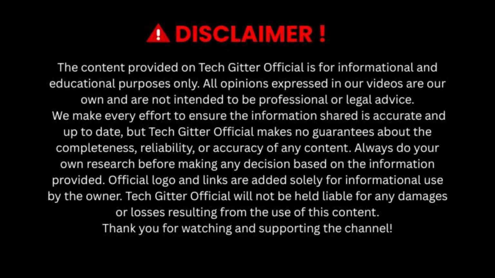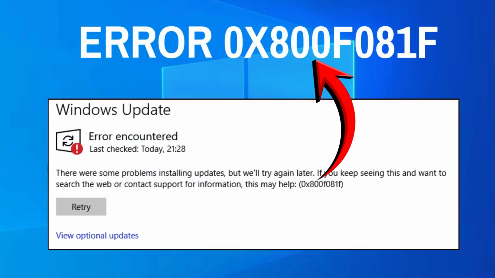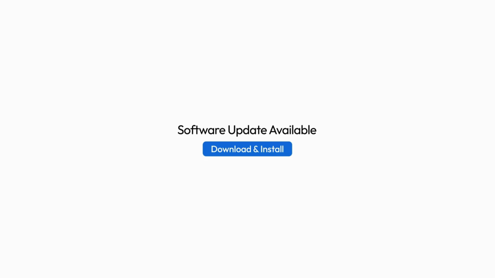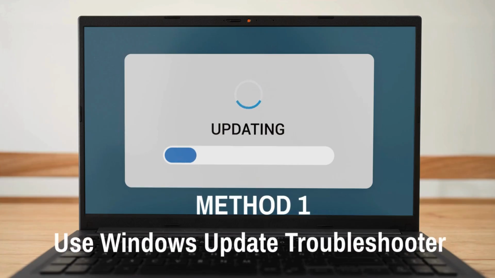In today's video, I'm going to show you how to fix one of the most frustrating Windows Update problems, error code. This error usually appears when Windows Update can't find the files it needs or when system components are corrupted. But don't worry, I will show you every working method step by step so your updates install smoothly again. So let's get started.